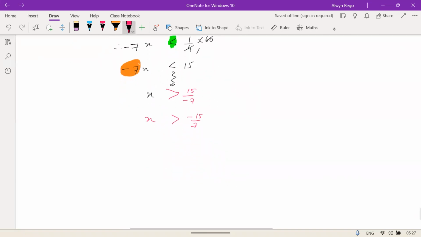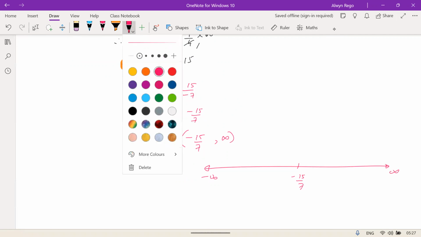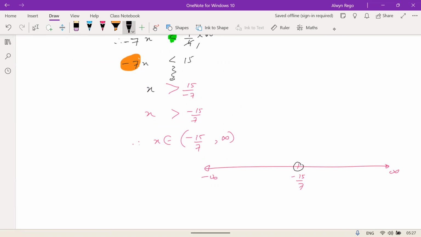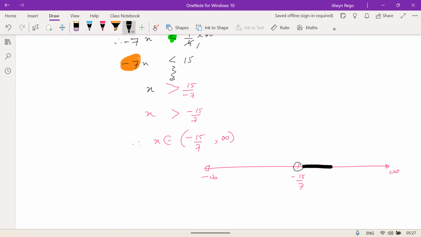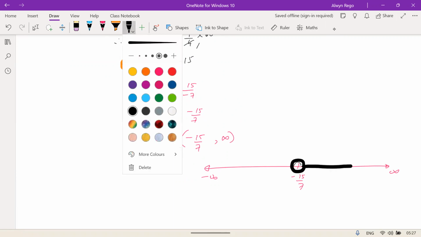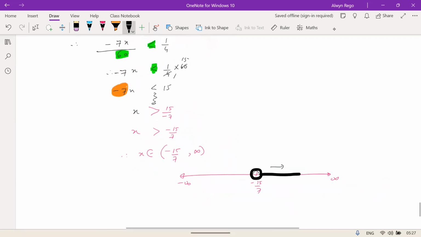So you'll find the solution set, therefore x belongs to negative 15 by 7, open, and to infinity here. This is negative 15 by 7 somewhere, this is negative infinity, this is positive infinity here. So we have an open interval here, keep it open, and then darken the area beyond, indicating that this is the solution here. Clearly, a hole is created to indicate that that value is not inclusive, but everything else is inclusive here.